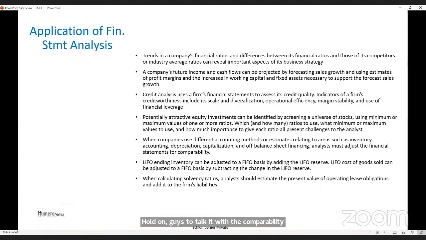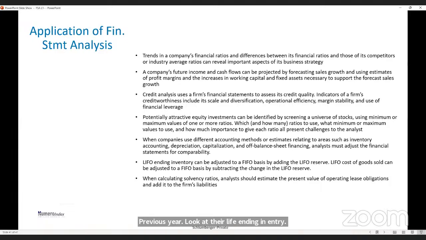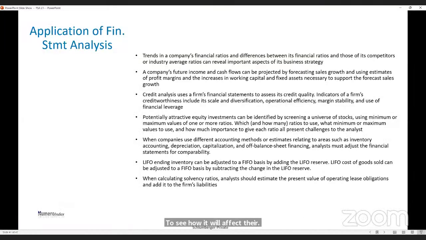Look at their LIFO ending inventory, adjust it to FIFO, look at their LIFO reserves too. When you are calculating the solvency ratio, you should estimate the present value of the operating lease and add it to the firm's liability to see how it will affect their balance sheet. And that's the end of FRA.